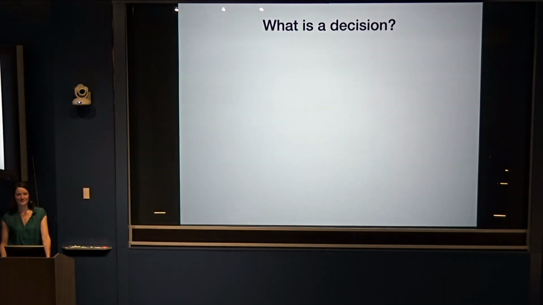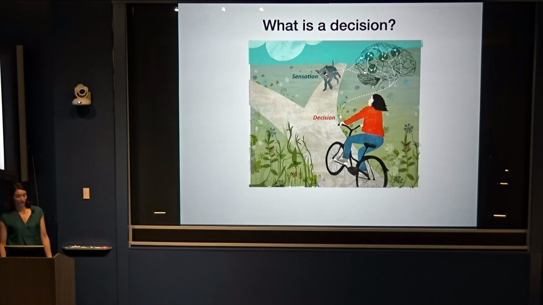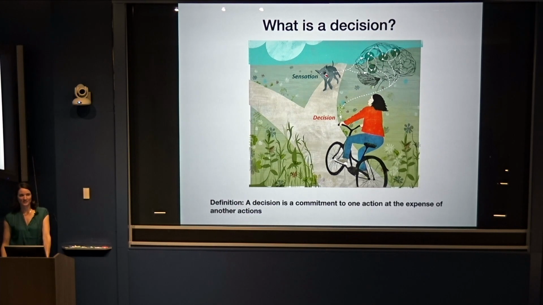So what is a decision? Well, for today, our operational definition will be this. A decision is a commitment to one action at the expense of other actions, or sometimes of inaction. So an example here is this cyclist who's cycling along and is facing a fork in the road and must make a decision whether to go to the left or to the right. And obviously, as you can see from the image, the two different decisions have rather different consequences.